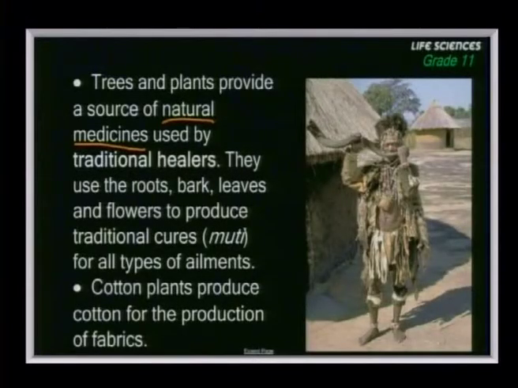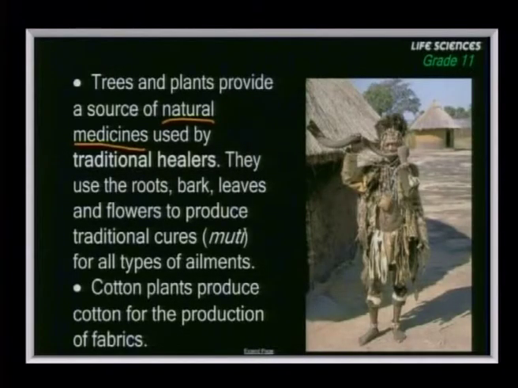So we've got a lot of traditional herbs and things that we use in our everyday life, which have been passed on from generation to generation. And that's what makes our traditional healers so special: a traditional healer will mentor a whole bunch of other traditional healers and teach them what he knows. So it's passed down from generation to generation. Very South African. Then we have cotton plants, which produce cotton for the production of fabrics.